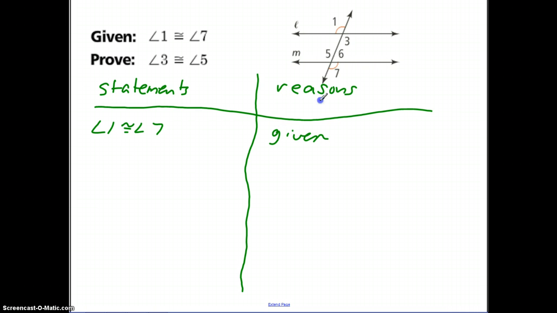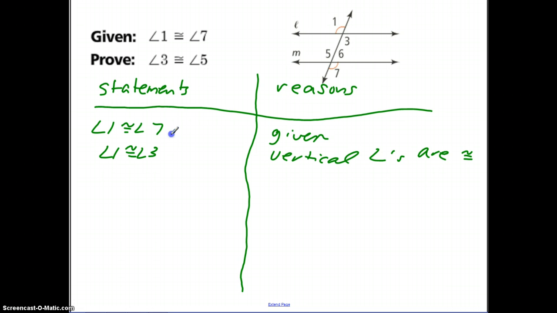Now, if you remember from our last proof, we had to use our pair of vertical angles to get a pair of corresponding angles. Last time we used angle 5. This time let's use angle 3. So my vertical angles are angle 1 and angle 3. So now I can say that angle 1 is congruent to angle 3. And again, it is because vertical angles are congruent.